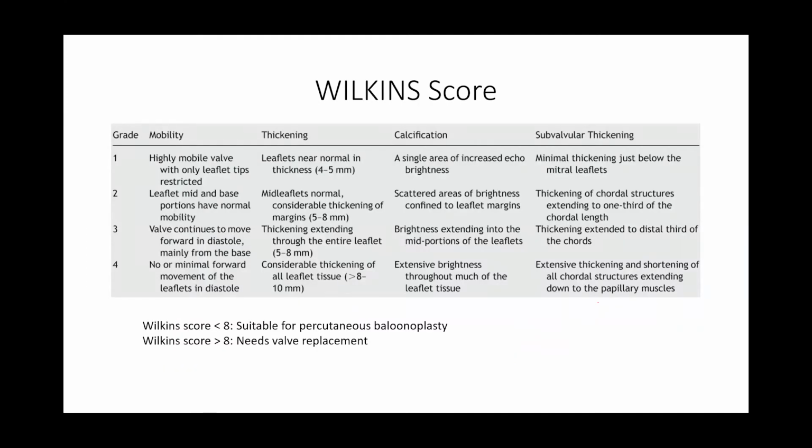The WILKINS score has been mentioned, mainly talking about what kind of anatomy we have for the mitral valve. There are 4 parameters we look at in calculating the WILKINS score: mobility, thickening, calcification, and subvalvular thickening. The minimum score is 4, the maximum is 16. The WILKINS score is mainly to guide the kind of treatment the patient would need. If the WILKINS score is less than 8, the patient may be suitable for percutaneous balloonoplasty. If it is more than 8, the patient would need valve replacement.